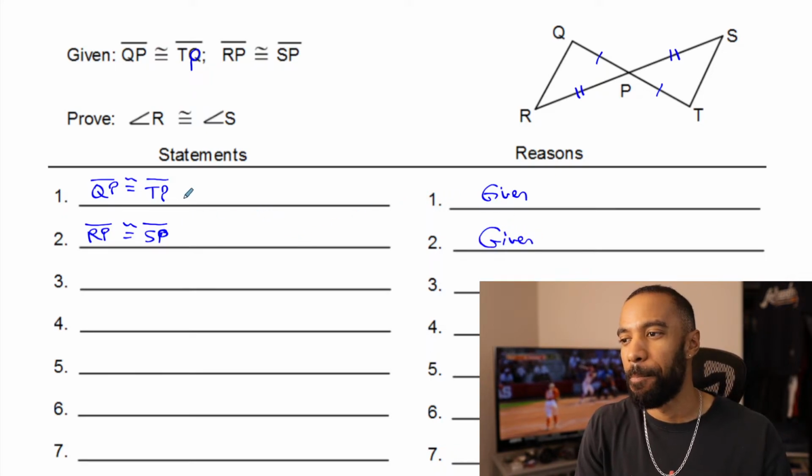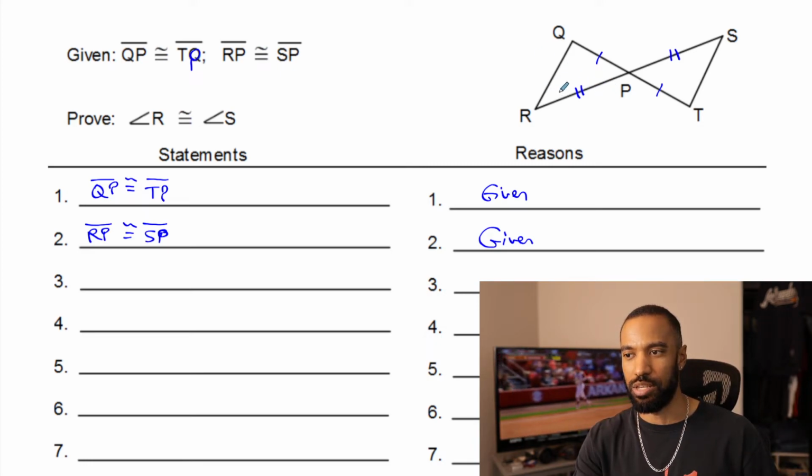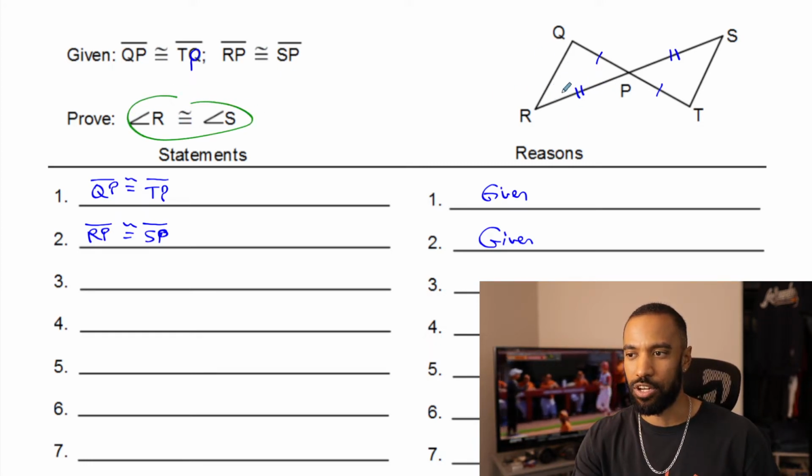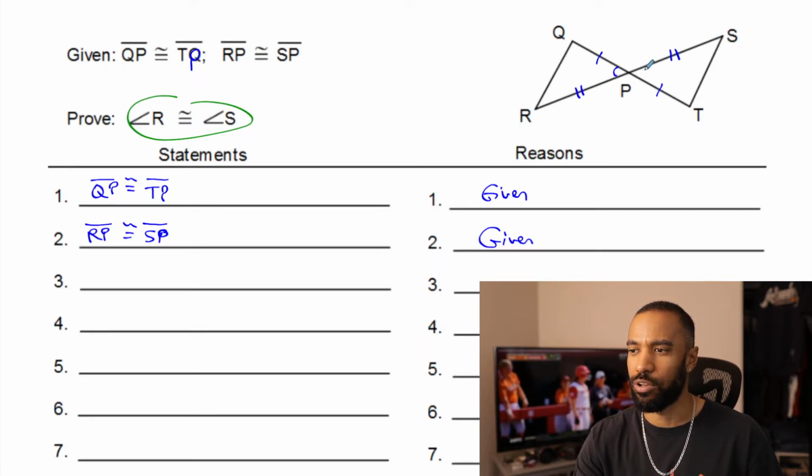Okay. We want to prove the triangles congruent and use, therefore, CPCTC on R and S. Eventually, we're going to get to that and that. But until then, let's see what we can add. Vertical angles are congruent right here.